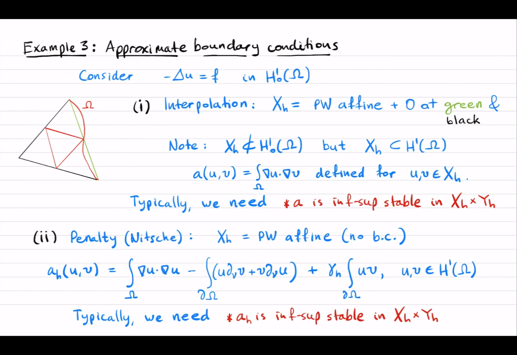But you can see that as the triangles become smaller and smaller, for example, in the next iteration, we're going to get such a triangle, and the functions in the finite element space will be zero on that edge, which is very close to the curved edge. So that's the intuitive reason why this method works. And what we need is that this bilinear form is stable in the finite element space, which is finite element space with zero boundary condition over here.